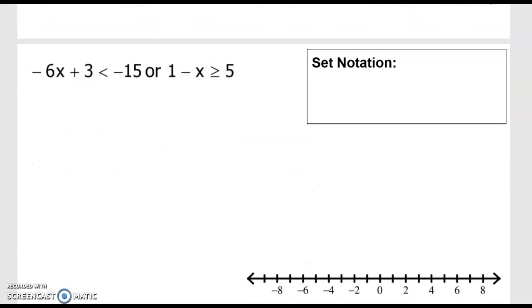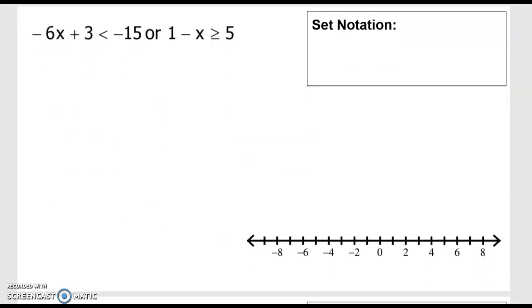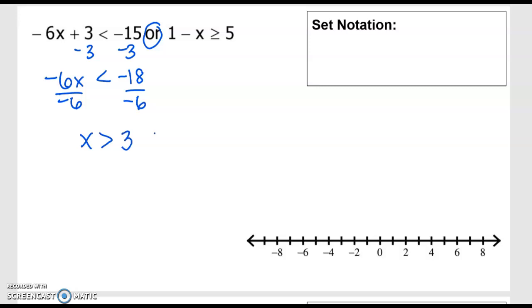Let's try another OR. So on this next one, we have negative 6x plus 3 is less than negative 15. Or, there's that word again, separating the two. 1 minus x is greater than or equal to 5. So on the left side, we are going to move our constant first. So I'm going to subtract 3 from both sides. We get negative 6x is less than negative 18. Now, to solve for x, I need to divide by negative 6. We're dividing by a negative, so the negative cancels out. But what does that do to this? Flips it, makes it a greater than instead of a less than. Negative 18 divided by negative 6 is positive 3.